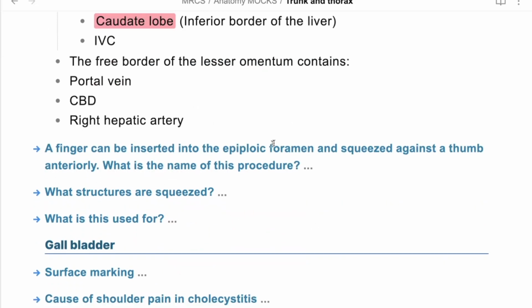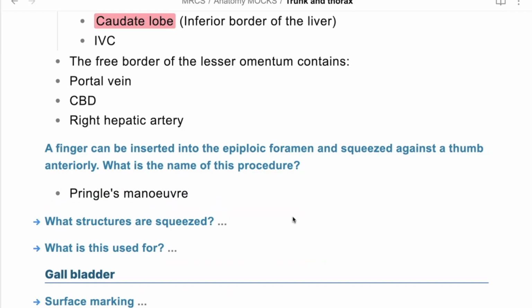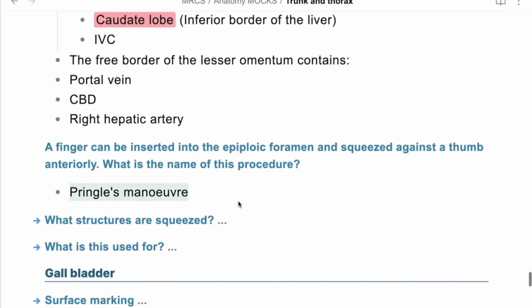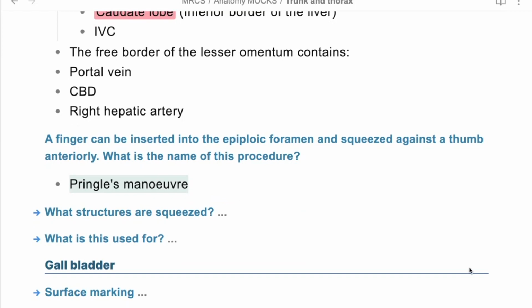Do you remember anything about it, Nazir, or would you like me to answer this? Yes, this is the Pringle maneuver, used in case of severe bleeding. Excellent, so it's very surgically important. When you squeeze it, it's the Pringle maneuver. If the patient has a laceration of the liver and there is active bleeding, you can stop the bleeding by this maneuver.